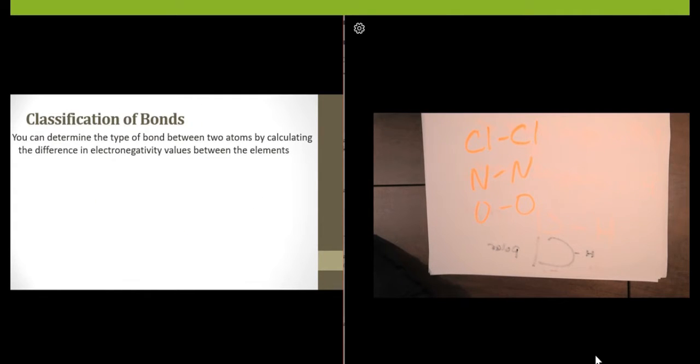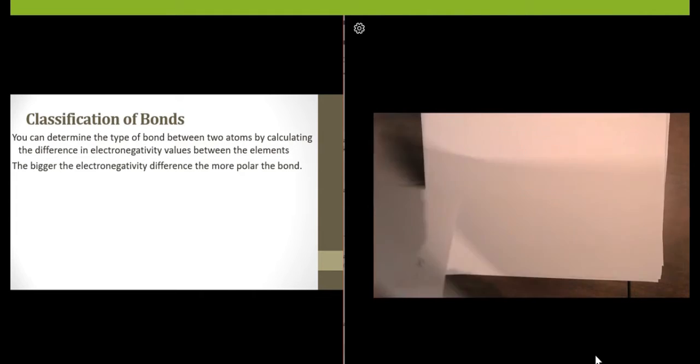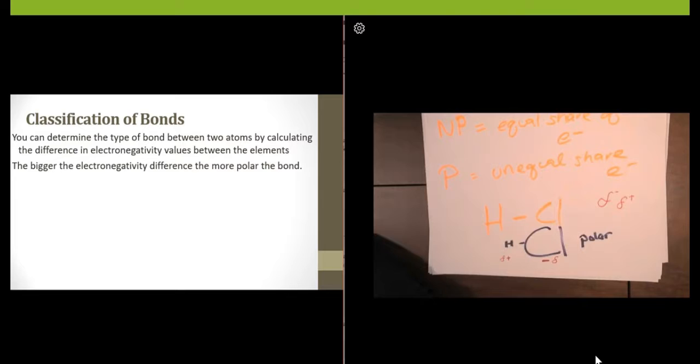So how do we classify these bonds? We don't just guess, and we don't just look at the trends. There's actually a way of calculating these numbers. What we have to do is look at the electronegativity differences between them. The bigger the electronegativity difference, the more polar your bond is. Remember, polar is your unequal share.